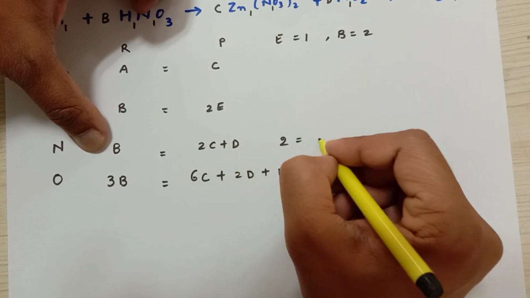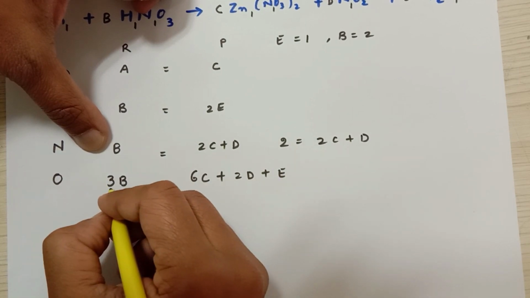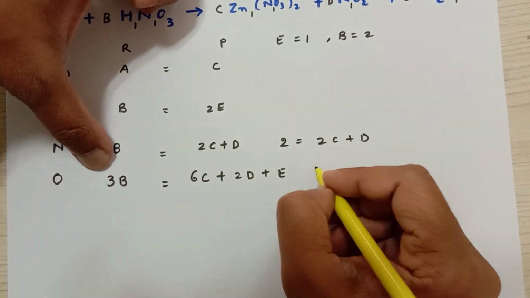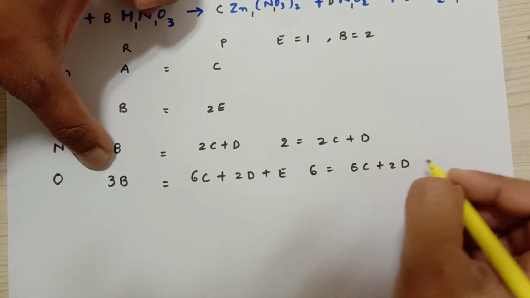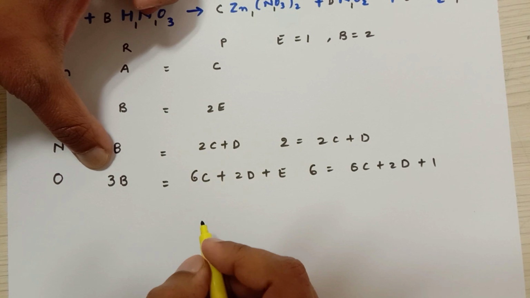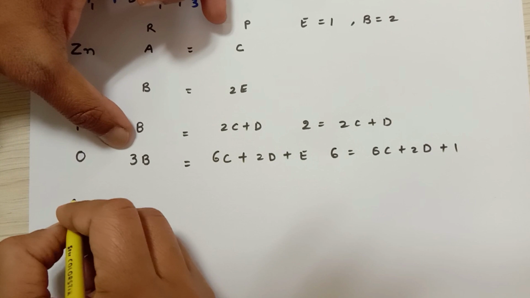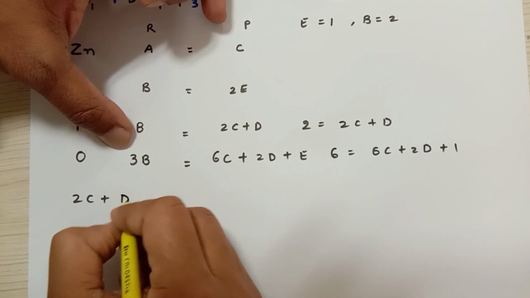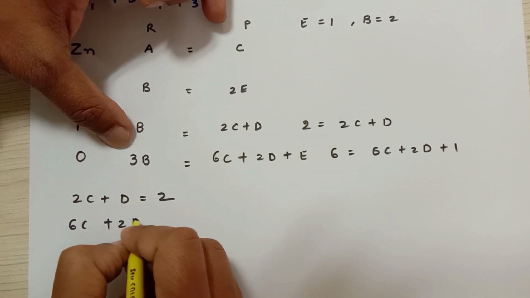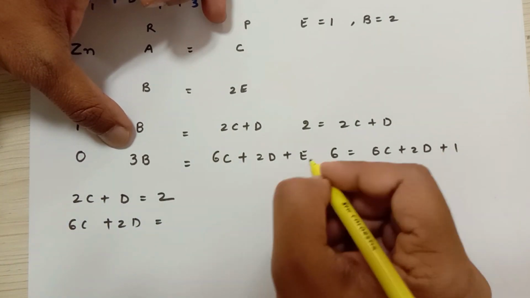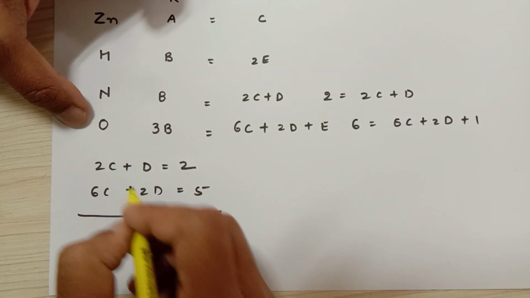So 2 is equal to 2C plus D. And this equation will be reduced to, now B is 2, so it will be 6, that is equal to 6C plus 2D plus E is 1. Correct? And I want to solve these two equations. So 2C plus D is equal to 2, and 6C plus 2D is equal to, this one will go on that side, so it will be 5.